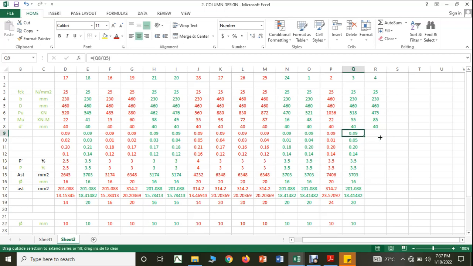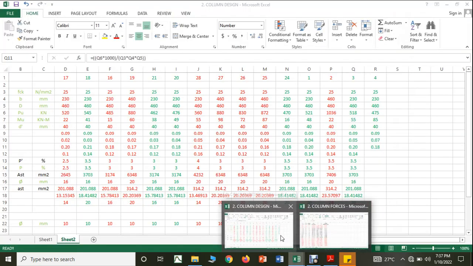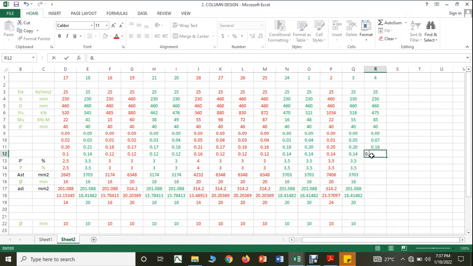So therefore the d dash by D is this value: 0.07 and 0.18, which comes out to be 0.12%. Okay, I can have 0.12%. So the percentage of steel will be 3%. I'm going to maintain 3% only.